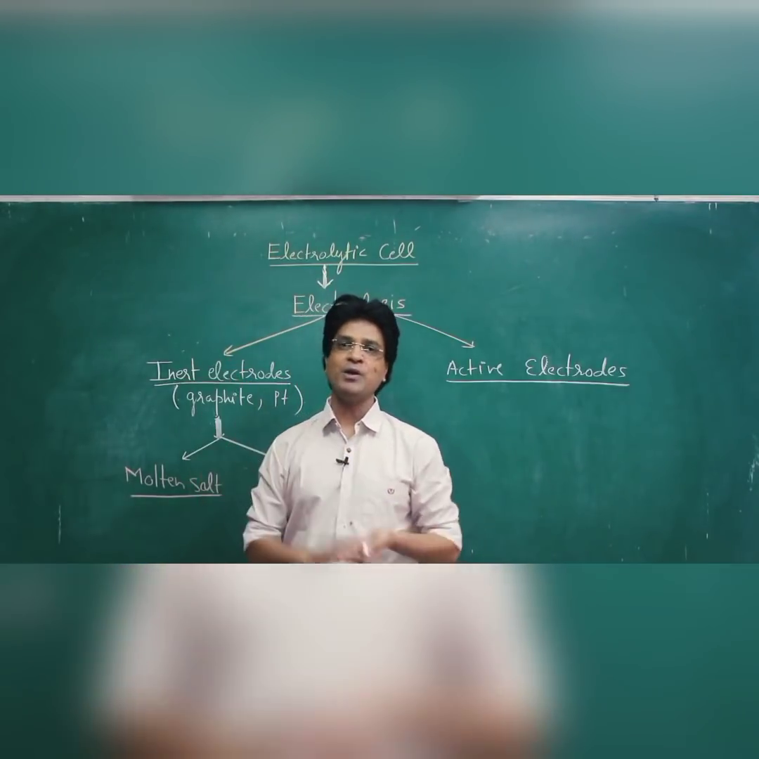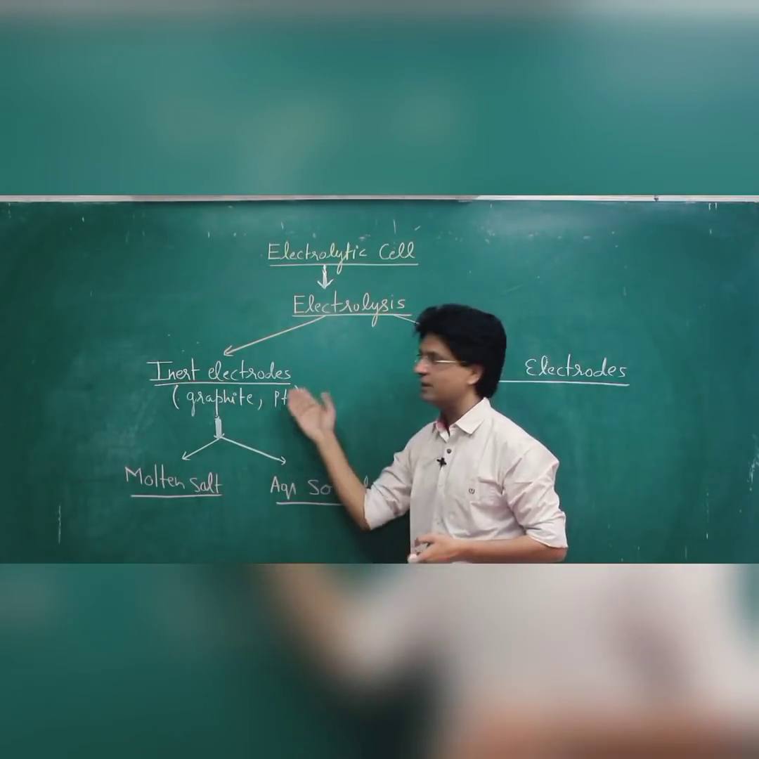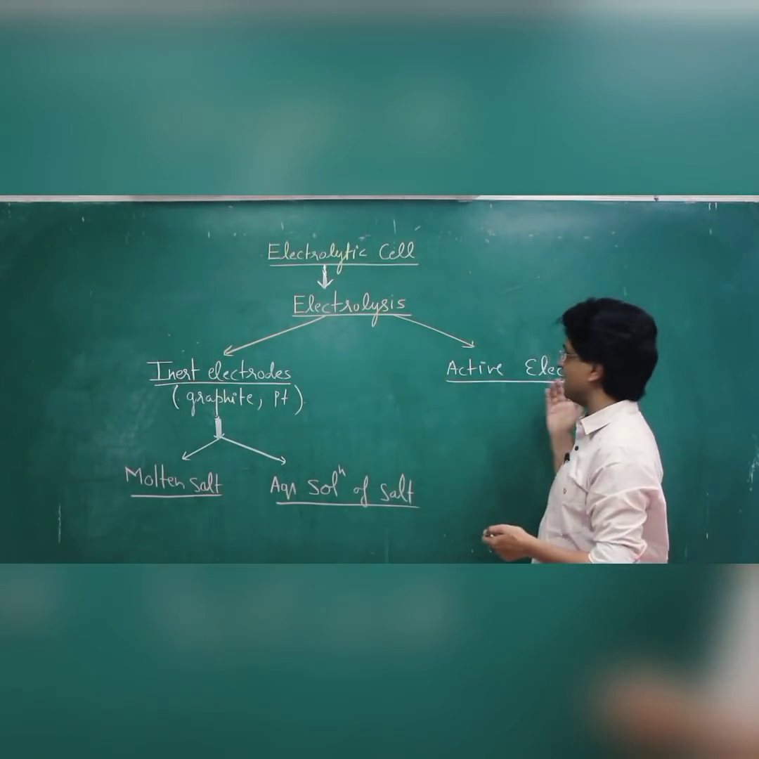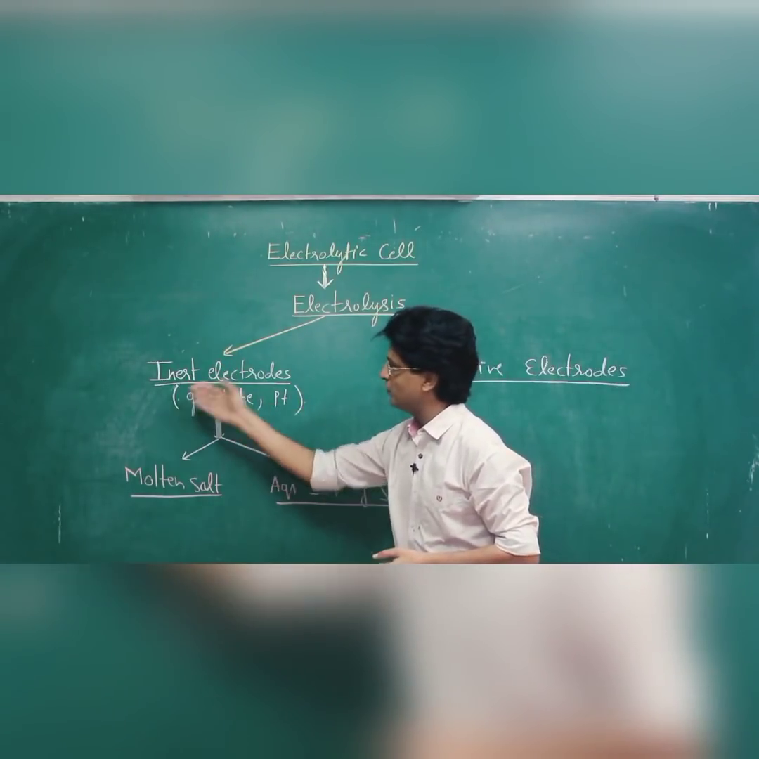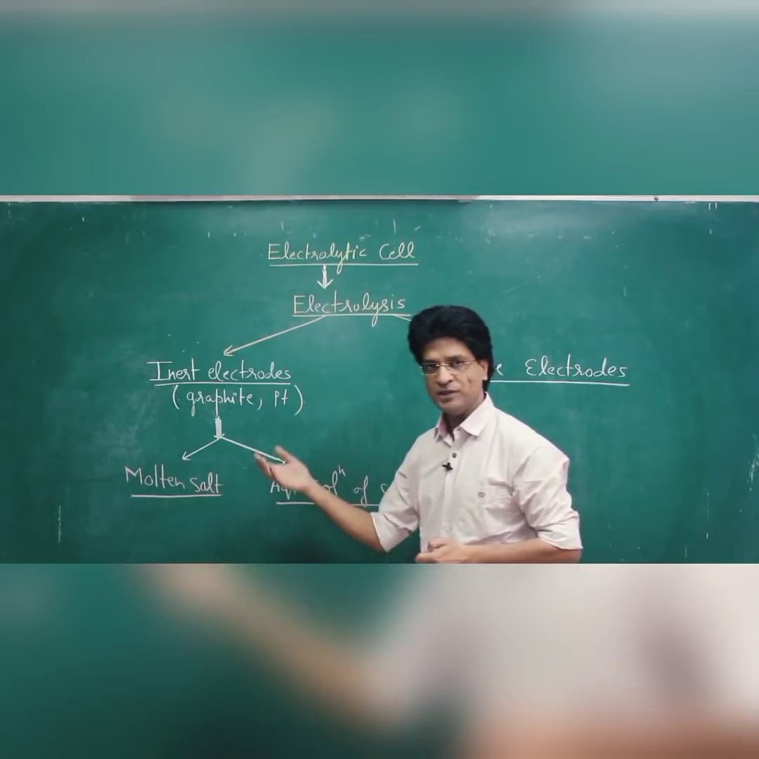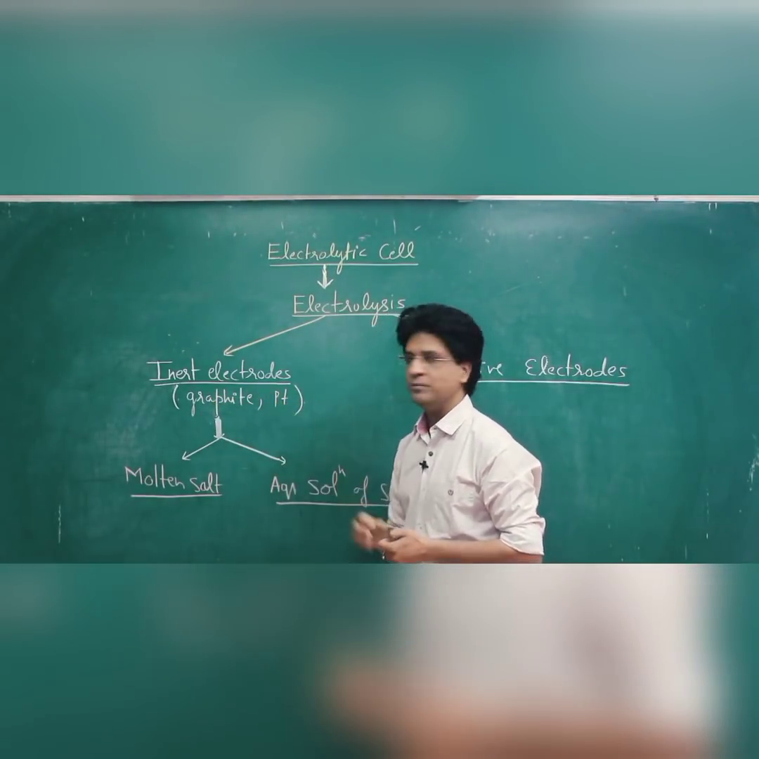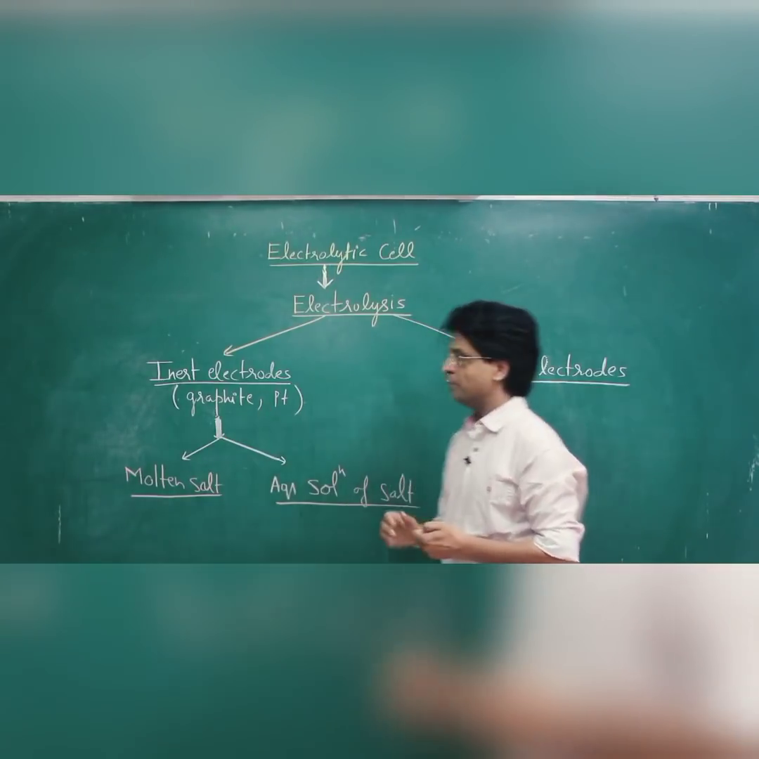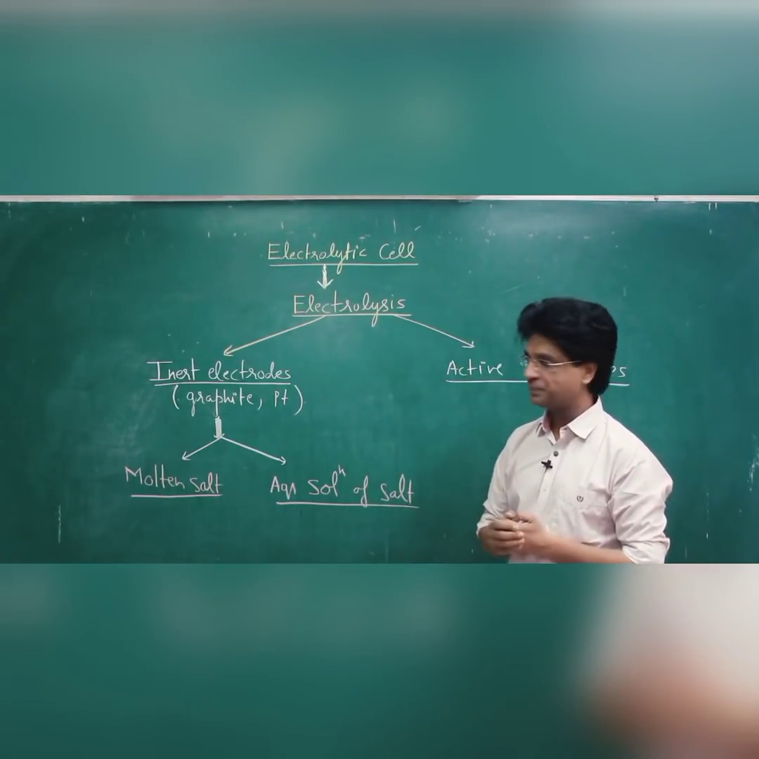So we can divide electrolysis into two parts. We can perform electrolysis either with the help of inert electrodes or with the help of active electrodes. Inert electrodes are the electrodes which will not react in the process, they will not get consumed. Normally we use graphite and platinum as inert electrodes, but active electrodes will react in the process and they will get consumed also.